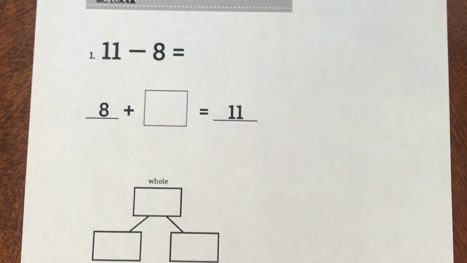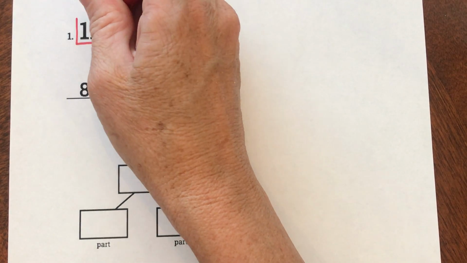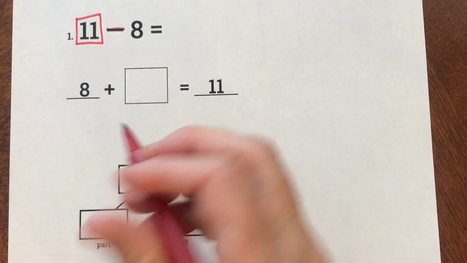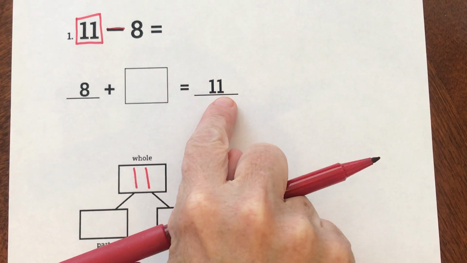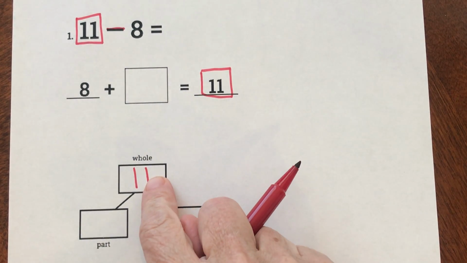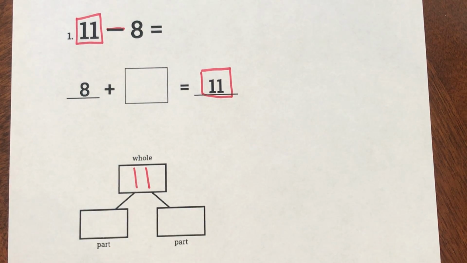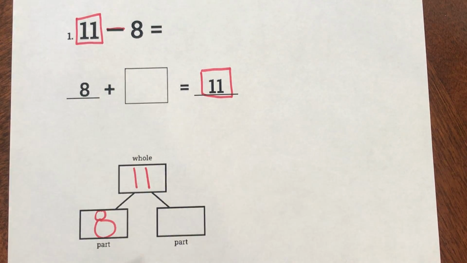Okay, so I'm going to get started on my problems. Here is my first problem today. I have 11 subtract 8. Well, I know in a subtraction problem, my starting number or my minuend is my whole. I also see 8 plus unknown equals 11. Well, I know in an addition problem, my sum is my whole. So I know my whole has to be 11. Well, one of my parts is 8. So what's my other part going to be? Well, I know part plus part equals whole. So 8 plus what equals 11?